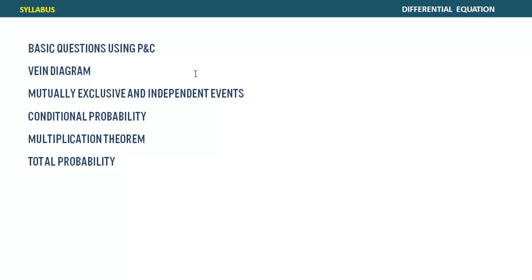So in this particular lecture we'll be covering basic questions using permutation combination, Venn diagram, concept of mutually exclusive and independent events. Then we'll also be covering conditional probability, multiplication theorem, which are basically one and the same stuff, and we'll also talk about total probability. So we'll consider Bayes and the other remaining concepts in the other lecture. So this is what we are going to cover in this particular lecture. Let's start with the first part, that is the basic questions using PNC.